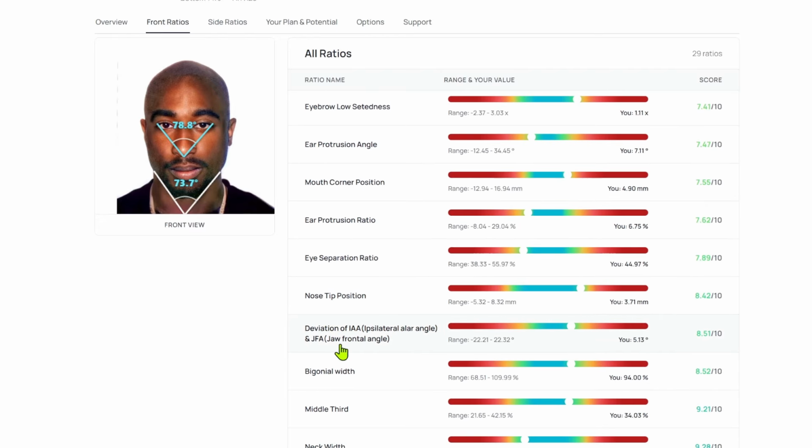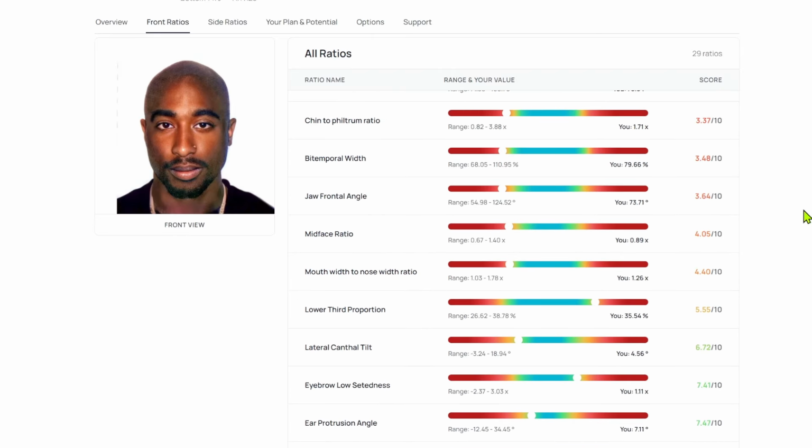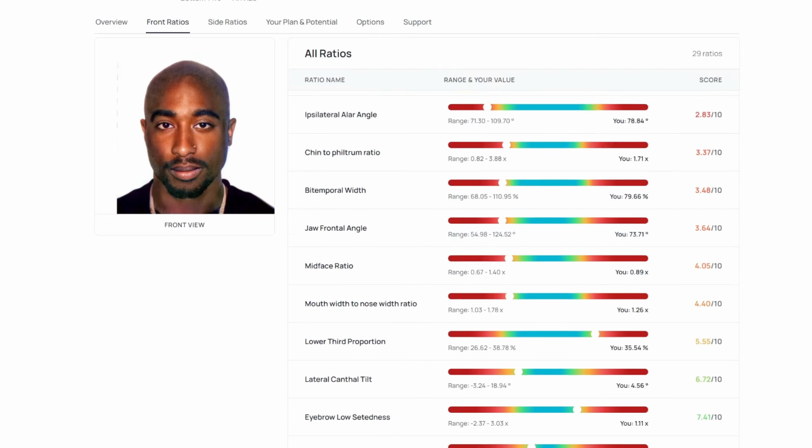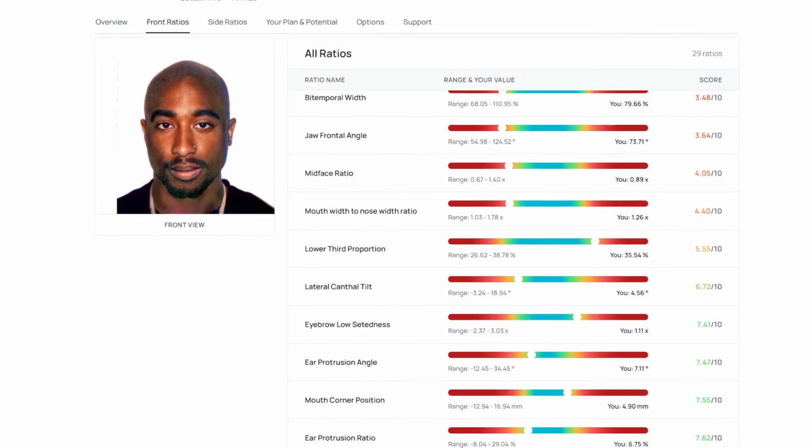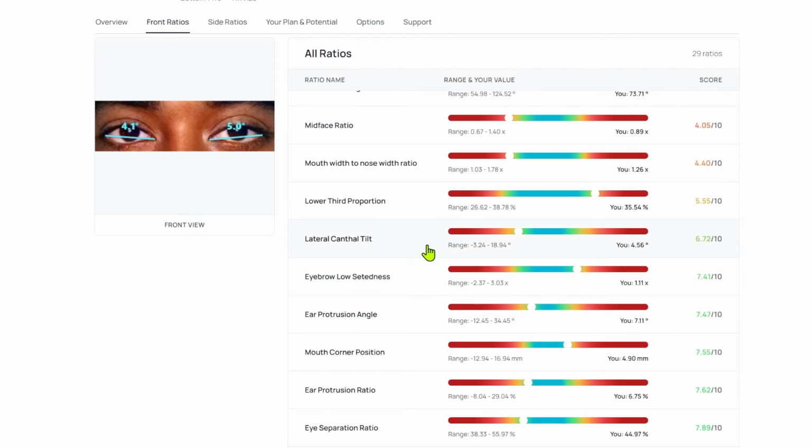Yeah, your deviation of ipsilateral alar angle and jaw frontal angle. And then you can see this is actually pretty good because it's balanced, but by itself, the alar angle or ipsilateral angle is not ideal. So moving on to some more interesting scores. His lateral canthal tilt is a 6.72 out of 10, which is quite nice. You can see his eyes actually do look pretty good. Unfortunately, he does have some upper eyelid exposure, as you can see, which is not as attractive.